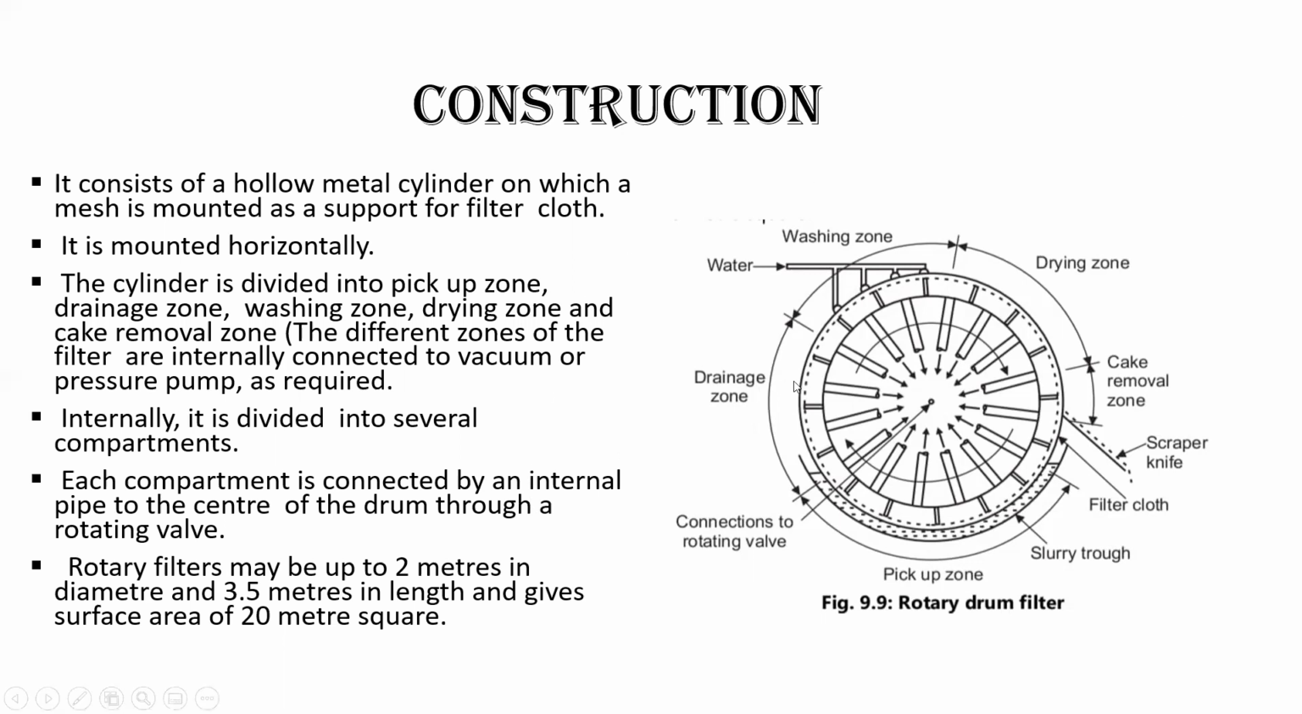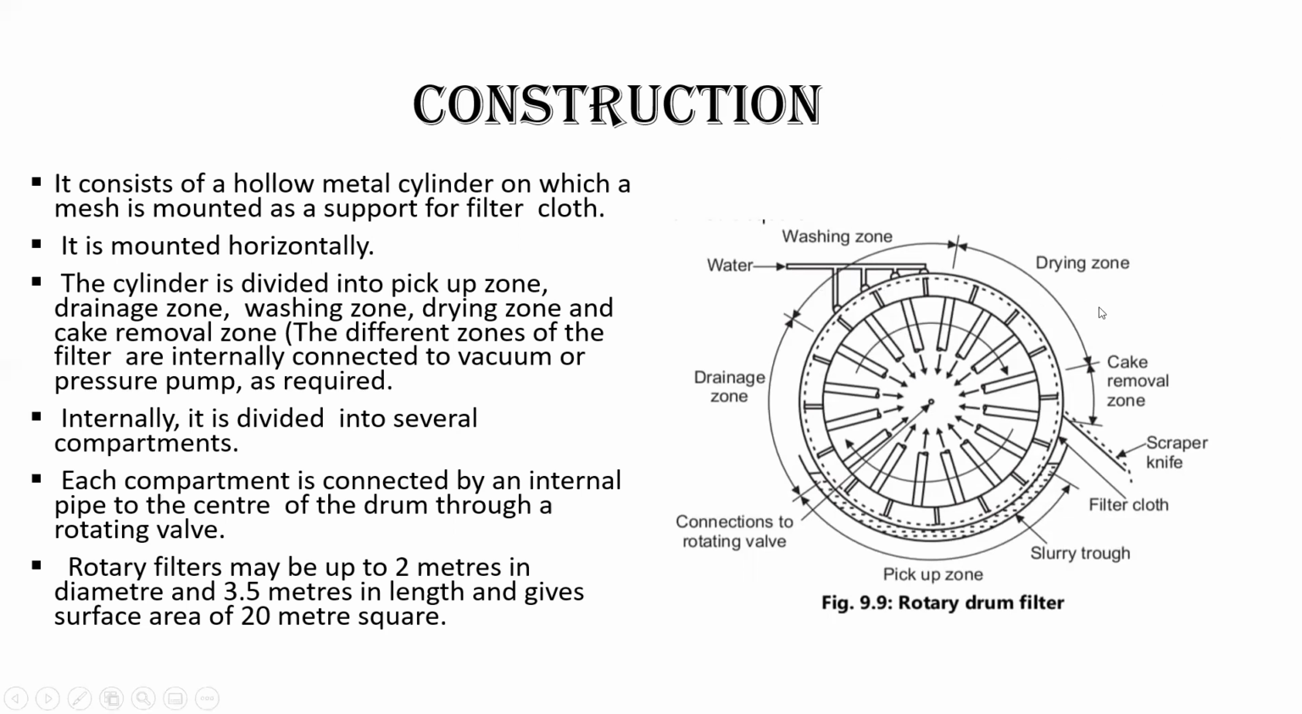Then the drum will be transferred to the washing zone, where water is sprayed on this cake. Then vacuum is applied, and the washing water will be removed through the pipe and collected into a separate tank. Then the drum will be transferred to the drying zone, where hot air will be provided, so the cake will be dry.